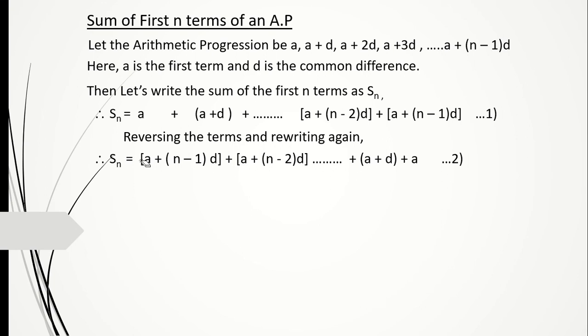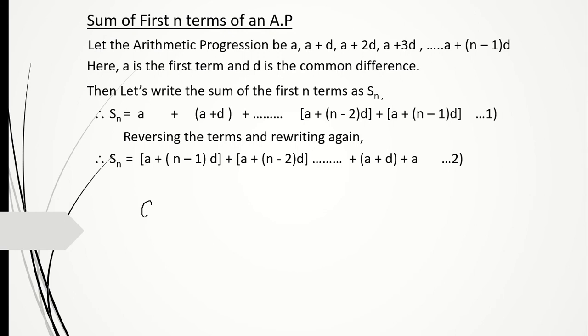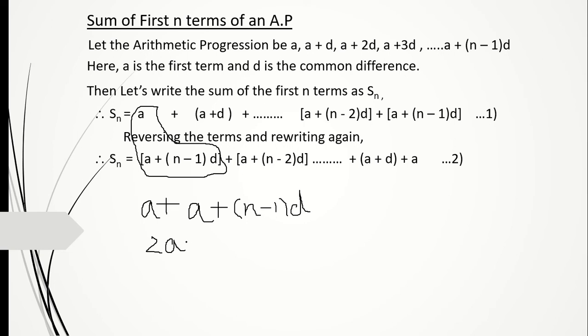Here we have to add this first term and this first term. So actually we are adding the first term and the last term. So see what happens: a plus n minus 1 d, a plus n minus 1 d. I have added these two terms. So what I will get is 2a plus n minus 1 d. Sorry, n minus 1, that is.